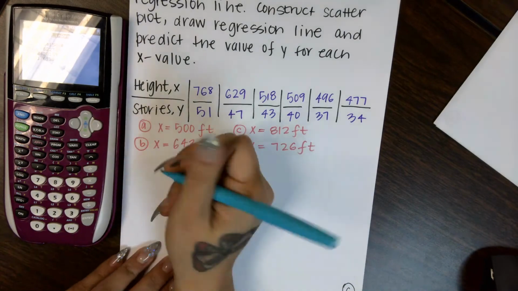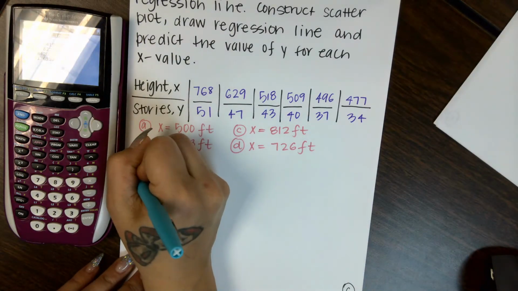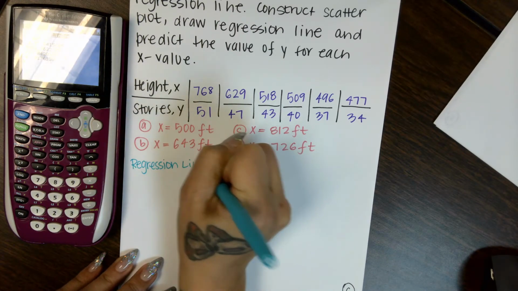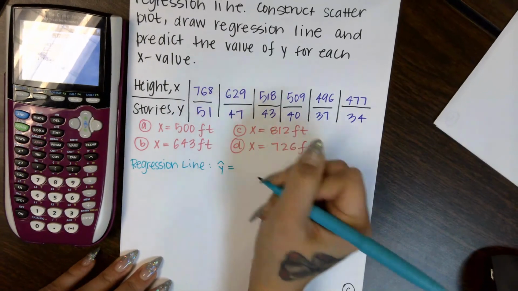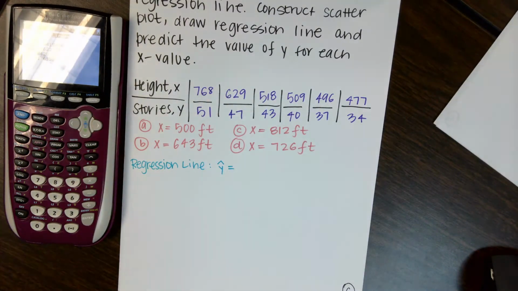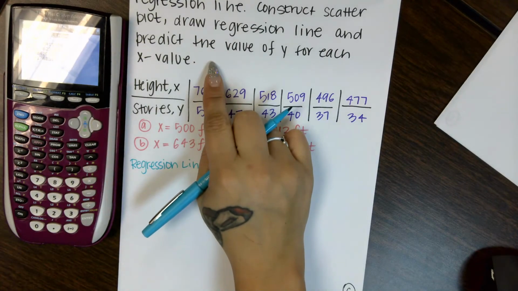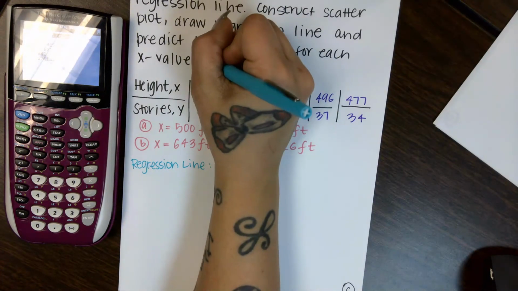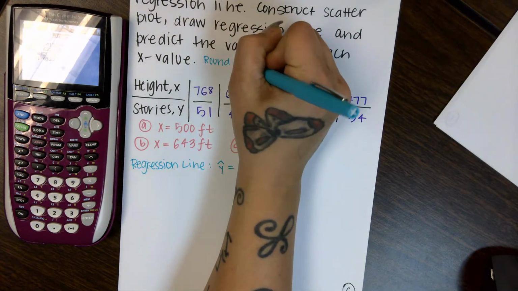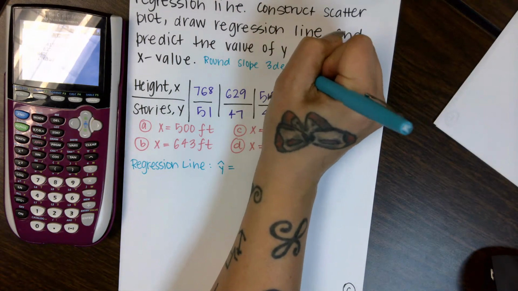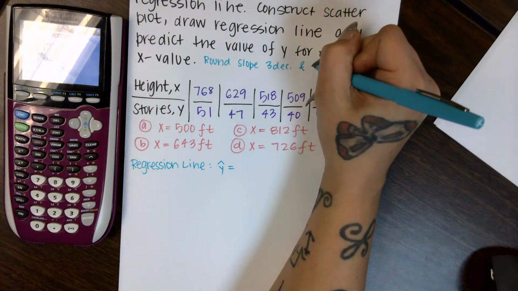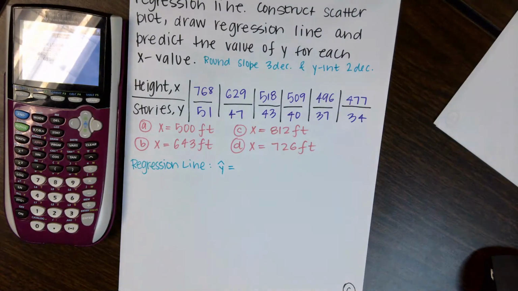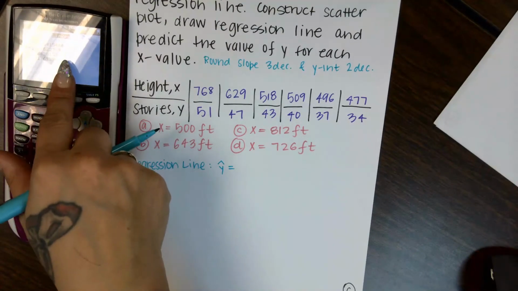Okay, so my y hat, my regression line, is what? Oh, I didn't write it on here. We can add it right here, y'all. Round slope to 3 and y-intercept to 2. Okay, so right here. Sorry about that. Round slope to 3 decimal places and y-intercept to 2 decimal places. It'll always tell you that. If it doesn't, then yeah, it wants all like 10 of those, but that's very, very, very unlikely.